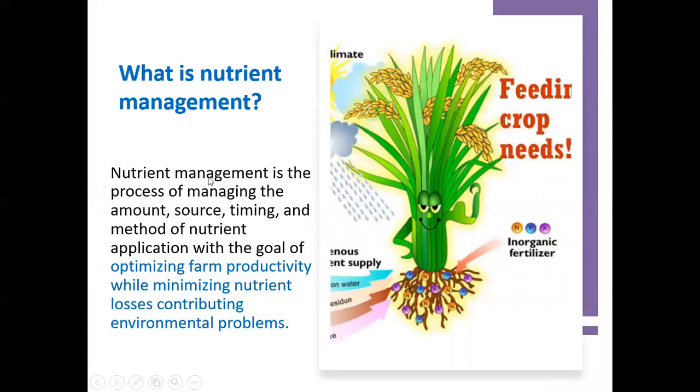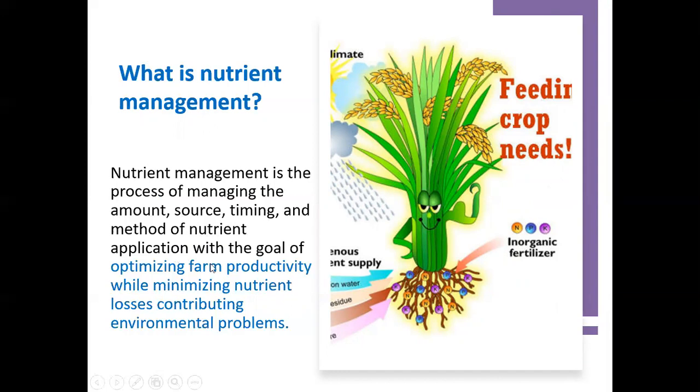The first, nutrient management is the process of managing the amount, source, timing, and method of nutrient application with the goal of optimizing farm productivity while minimizing nutrient losses contributing to environmental harm. So this is a very comprehensive definition, I think. We have to manage the amount, that is how much fertilizer we have to add, or the other amendments; source, which source is good for better soil quality; timing, for the efficient use of fertilizers; and then the method of nutrient application.